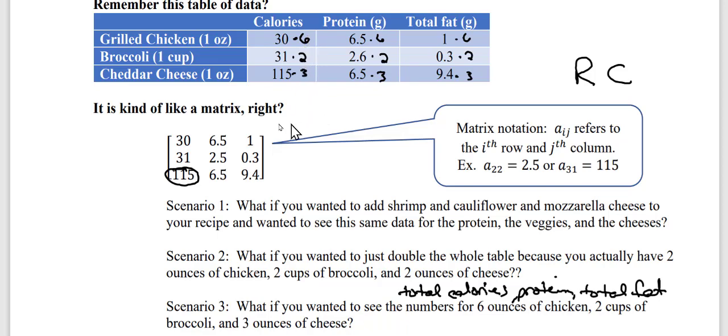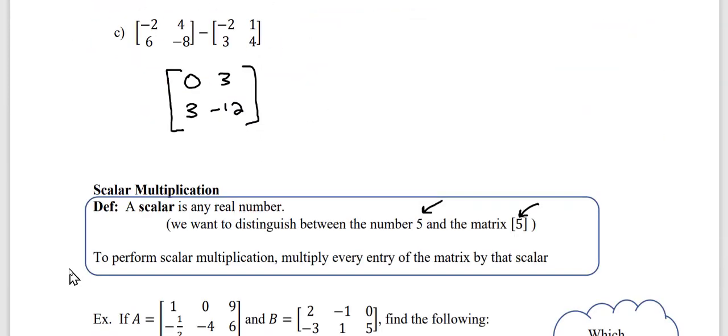Keeping in mind the fact that I multiply rows by columns, I am going to want to put a row out here that is 6, 2, 3, so that I would multiply the 6 by the 30, the 2 by the 31, and the 3 by the 115. Then I'd multiply the 6 by the 6.5, 2 by 2.5, 3 by 6.5, and so on. That matrix operation will give me the total number of calories for that meal of 6 ounces of chicken, 2 cups of broccoli, and 3 ounces of cheese. Let's go write that down here in the space.